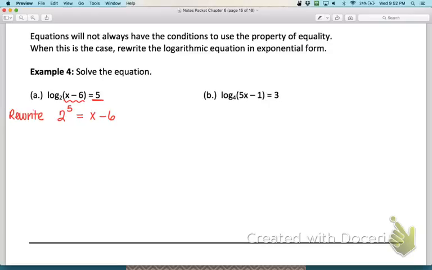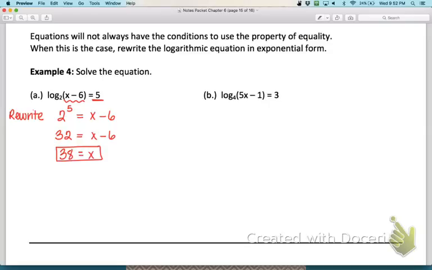And so now we just work this out. 2 to the 5th, again, that's not 2 times 5, that's 2 to the 5th. And that gives us 32 equals x minus 6. Lastly, we'll add 6 to both sides, and we get that x is equal to 38. If you substitute that back in, 38 minus 6 is 32. Does the log base 2 of 32 equal 5? It does, because 2 to the 5th equals 32. So you know that you're on the right track.